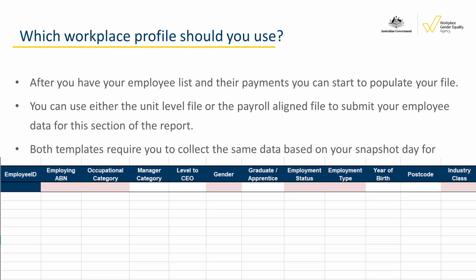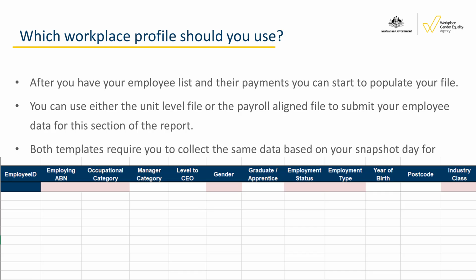The employing ABN of the organisation where the employee works. Occupational category, which is a 4-digit occupational code, and you can find a list of occupational codes on a tab in the profile. Manager category, this is for managers only, and you can find a list of manager abbreviations to use on the explanation tab of the profile. Level to the CEO, this is a voluntary column for you to indicate levels of leadership.